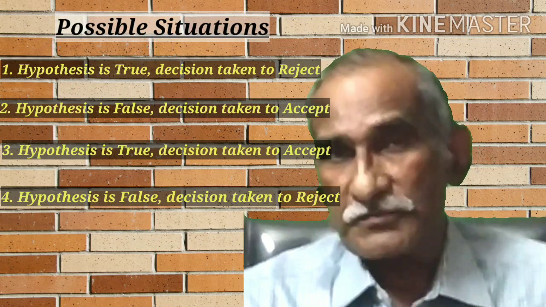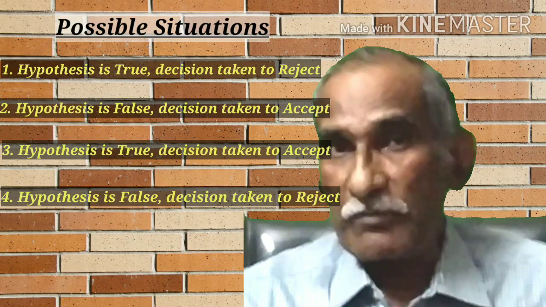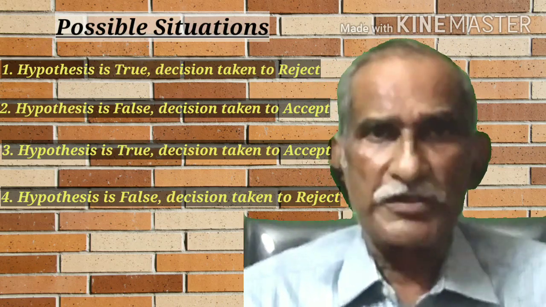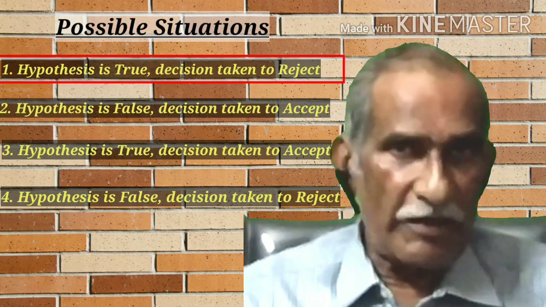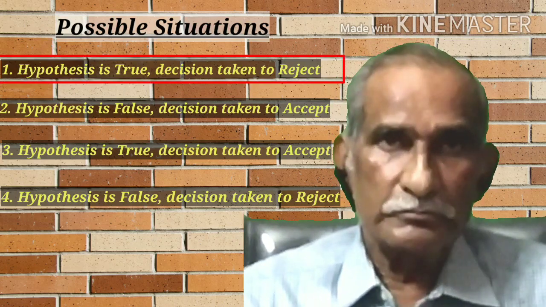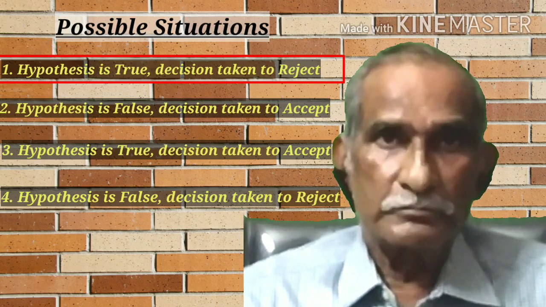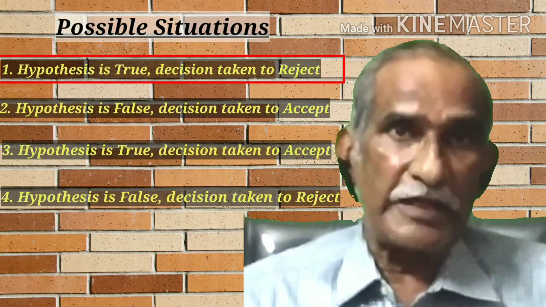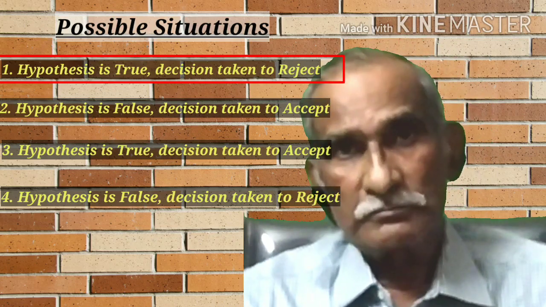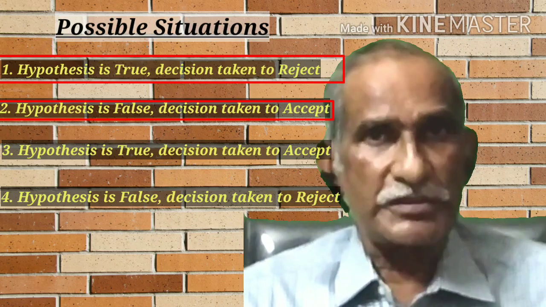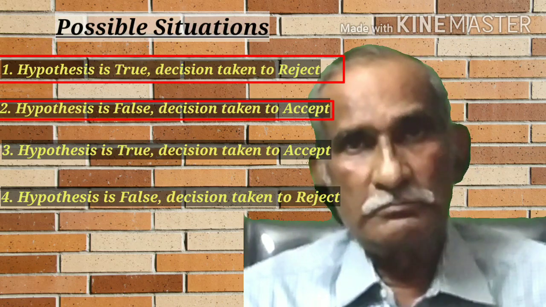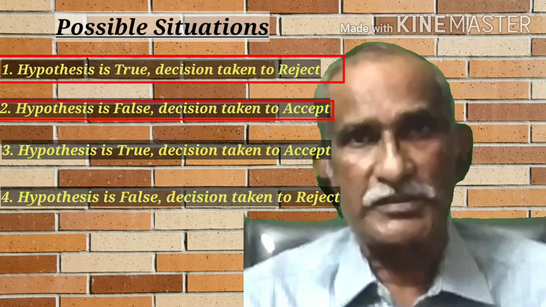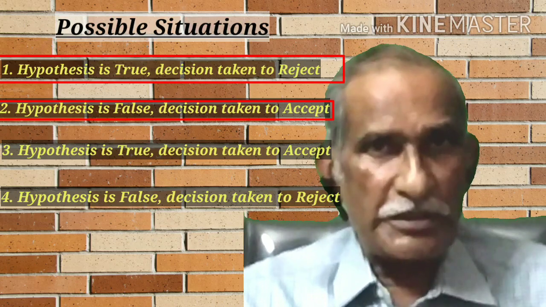What are those situations? The null hypothesis is true and we are rejecting it. It is a wrong decision. We have committed an error. The hypothesis is false and we have taken a decision to accept it. It is also a wrong decision. A false hypothesis should not be accepted, it should always be rejected. But we have taken a wrong decision. So we have committed an error.